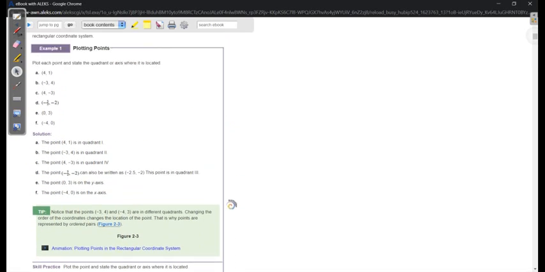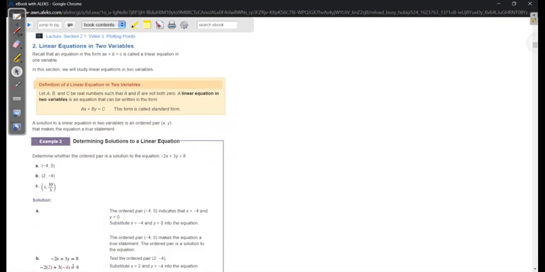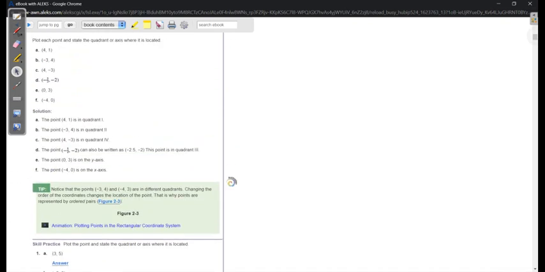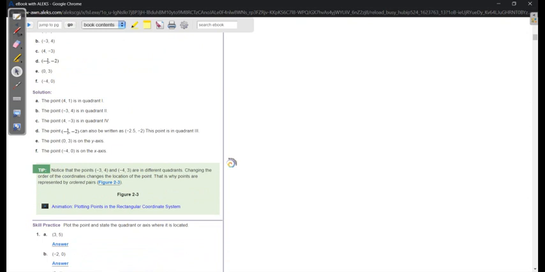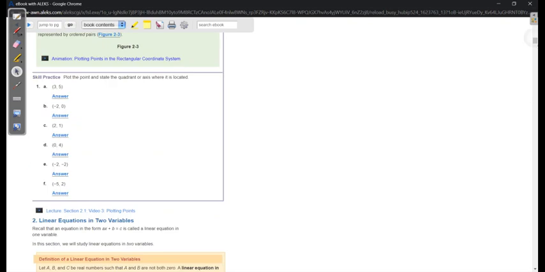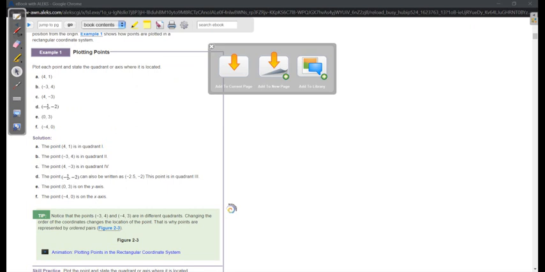Let's see. I'm really curious why my figures are not showing up. Figure 2.3. Okay. It's interesting. It shows up on my desktop. It's just not showing up on my laptop for some reason. Anyways, let's do this.